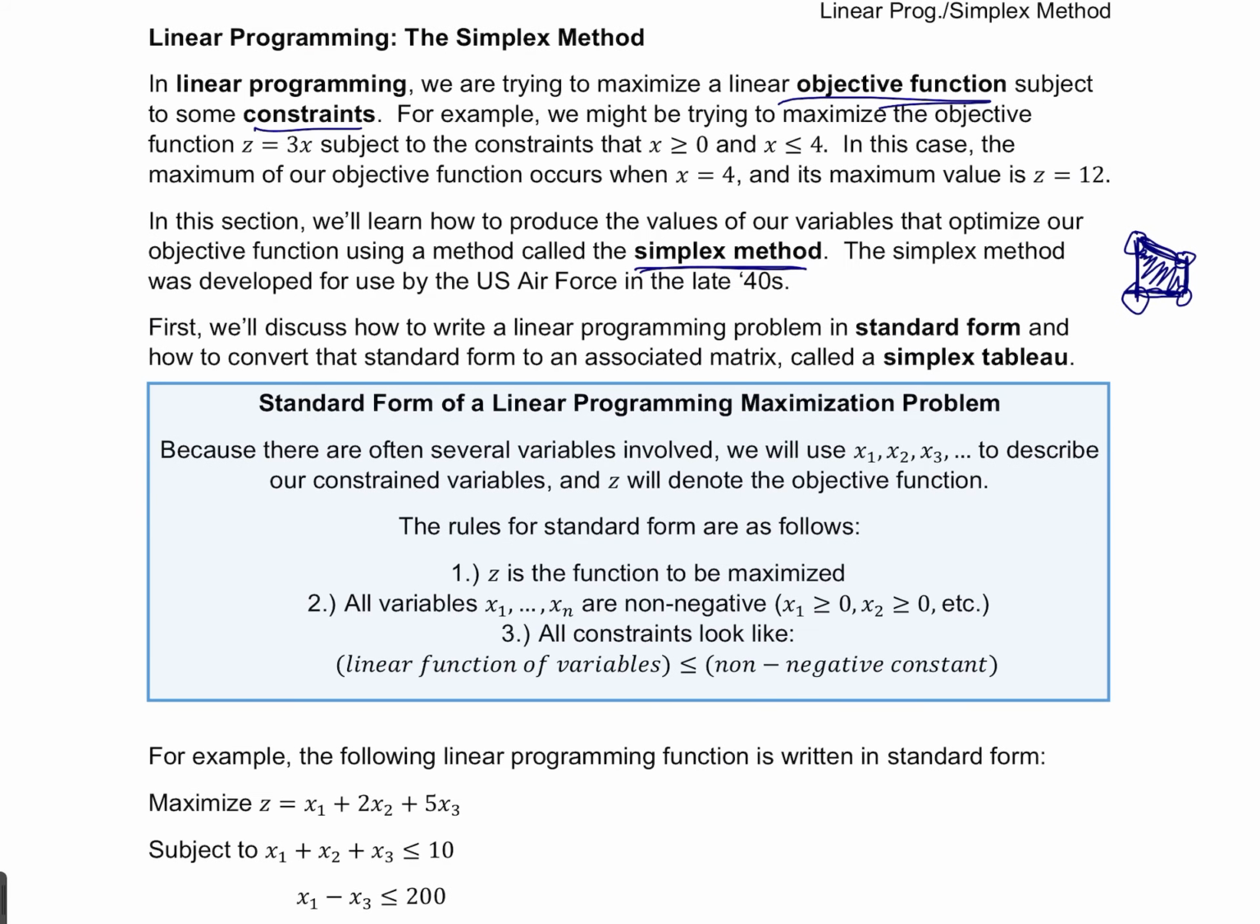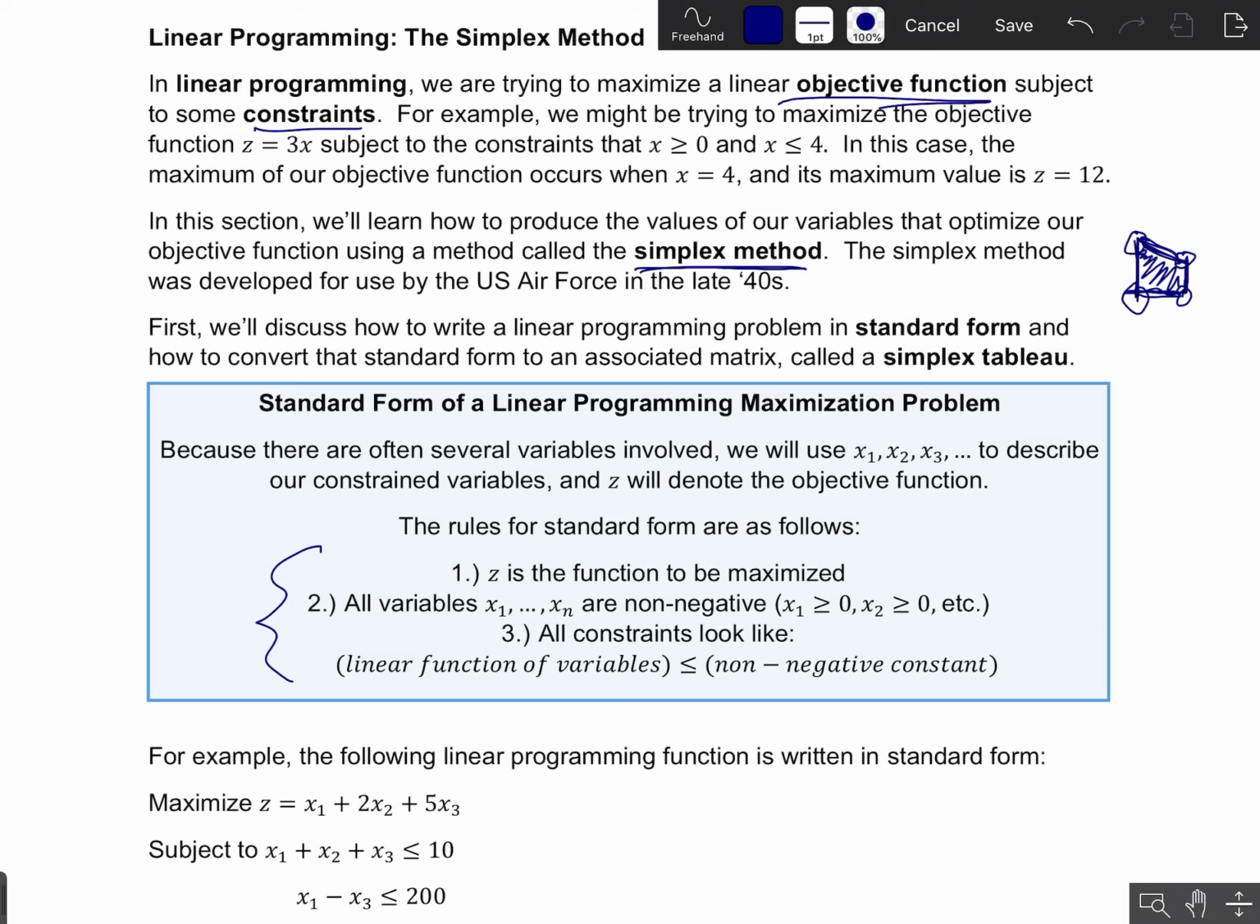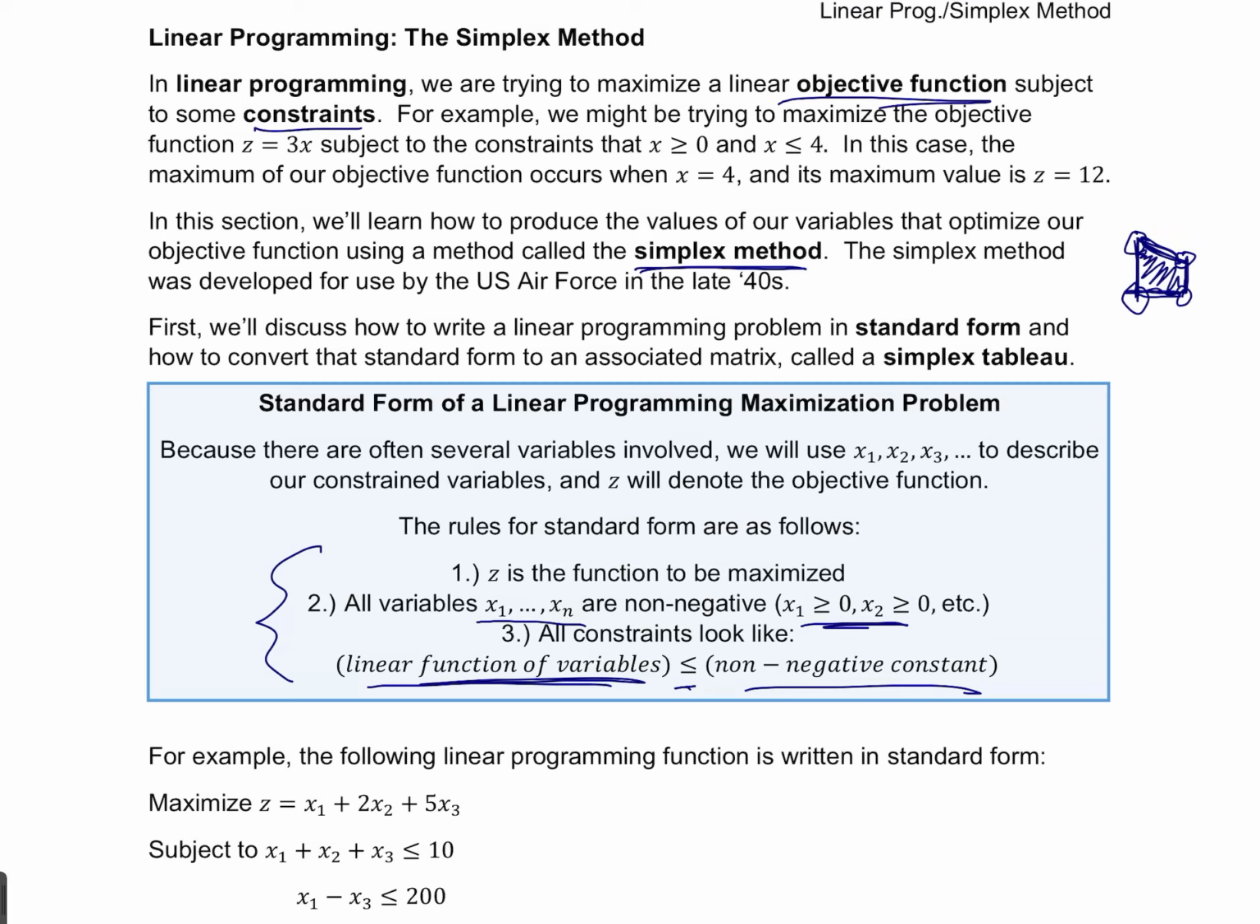So for this, it's important that we have our linear programming problem in standard form. And the rules for a standard form problem are these three rules. Z will be the function we want to maximize. And then all of our variables, x1 through xn, are constrained to be non-negative, like we saw a second ago. And we also want all of our constraints to be something involving your variables on the left side is less than or equal to, and then some non-negative constant on the right side. So those are the rules for a standard form for this linear programming problem. We'll see next week how to solve non-standard forms of linear programming problems.